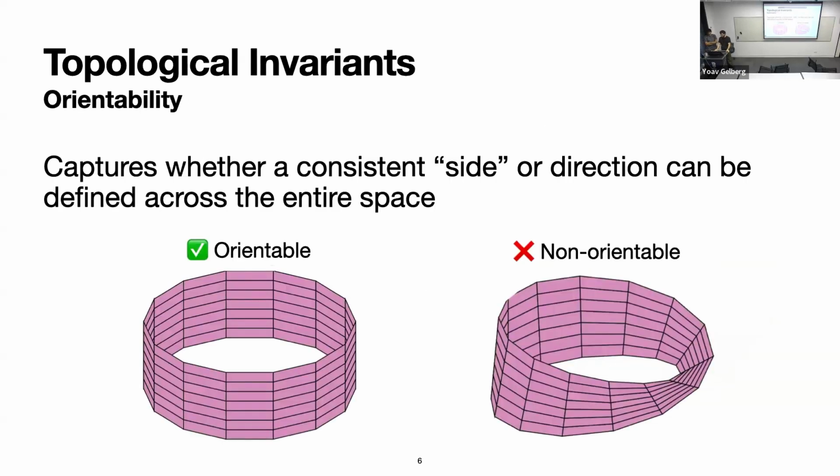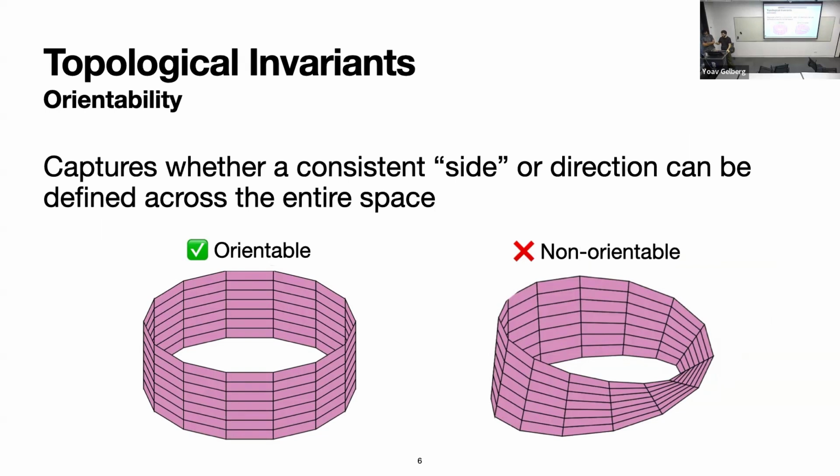And another fundamental topological property which we're going to be interested in is orientability. So orientability of a space sort of captures whether the space has inherent sides or direction. So for example, you can think of the cylinder on the left. It is orientable. It has an inside and an outside.